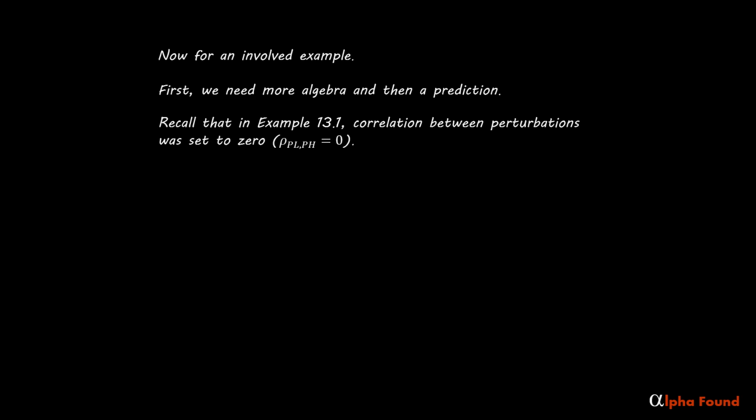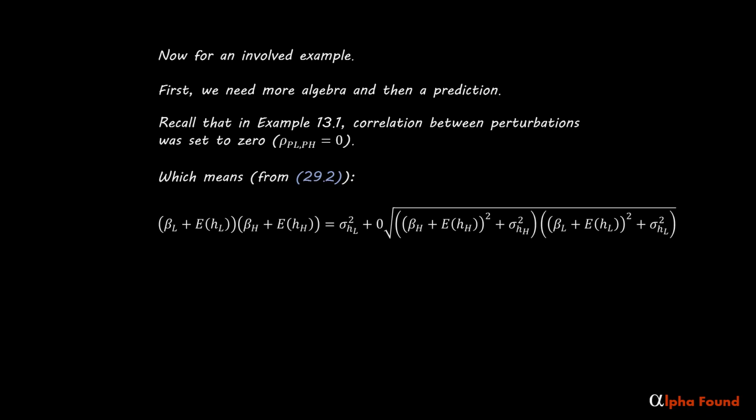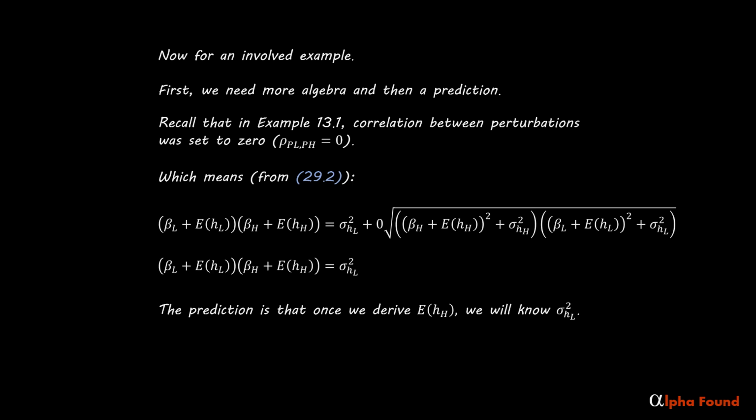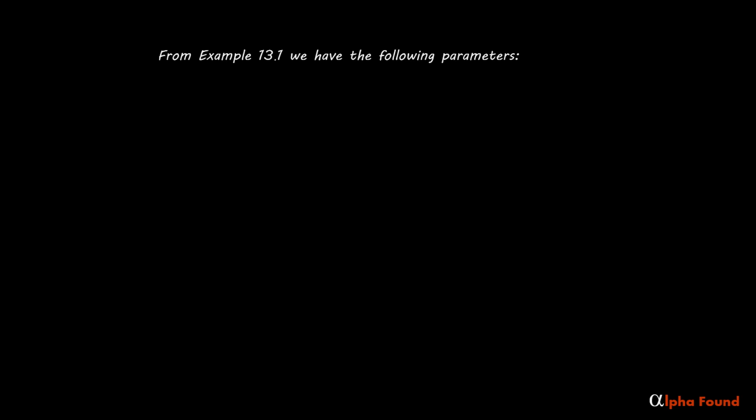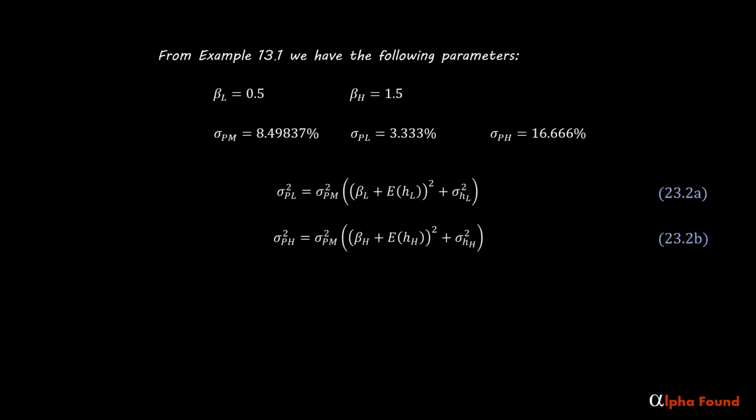Recall that in example 13.1, correlation between perturbations was set to 0, which means, from 29.2, the prediction is that once we derive the expected high h, we will know the variance of h. It will take some work to get there. From example 13.1, we have the following parameters. And as a needed reference, here is 23.2a and 23.2b. These equations will be solved simultaneously to give us expected high h and the variance of high h.